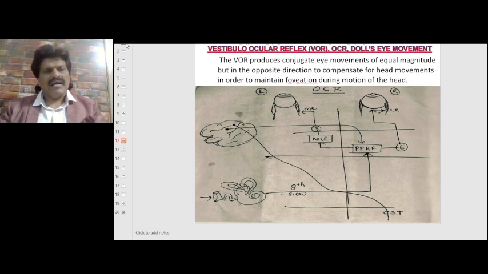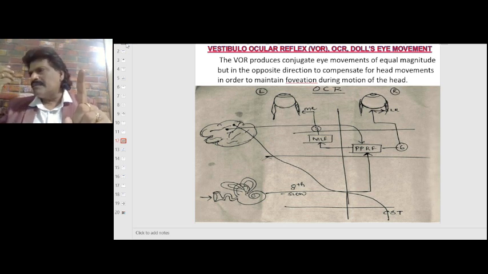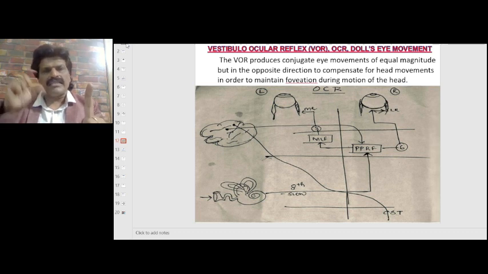Next, we'll go to the vestibulo-ocular reflex or oculocephalic reflex and the doll's eye movement. For example, if I need to follow an object, if I'm turning my head to the right and keep following my object, when I turn my head to the right, my eye should move to the left. Then only I can concentrate on the object which I'm supposed to focus on. Suppose when I turn my head to one side, my eye also moves to the same side, I will not be able to see the object and the object appears blurred. So nature has given a wonderful mechanism known as vestibulo-ocular reflex or doll's eye movement.